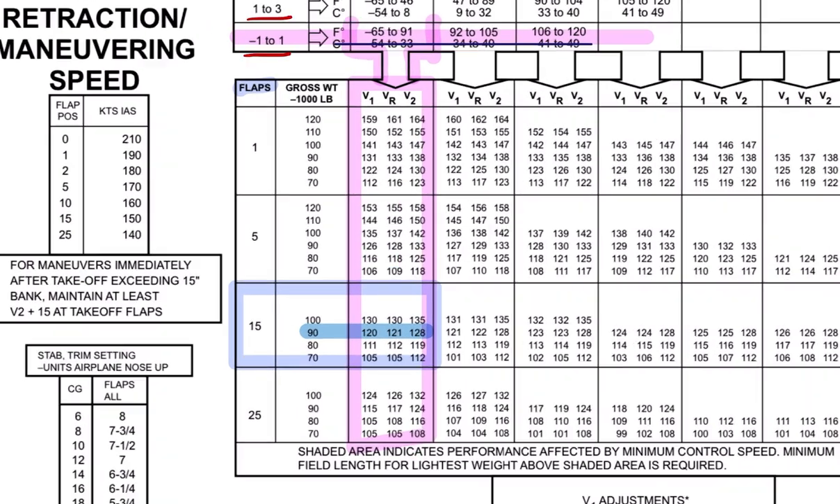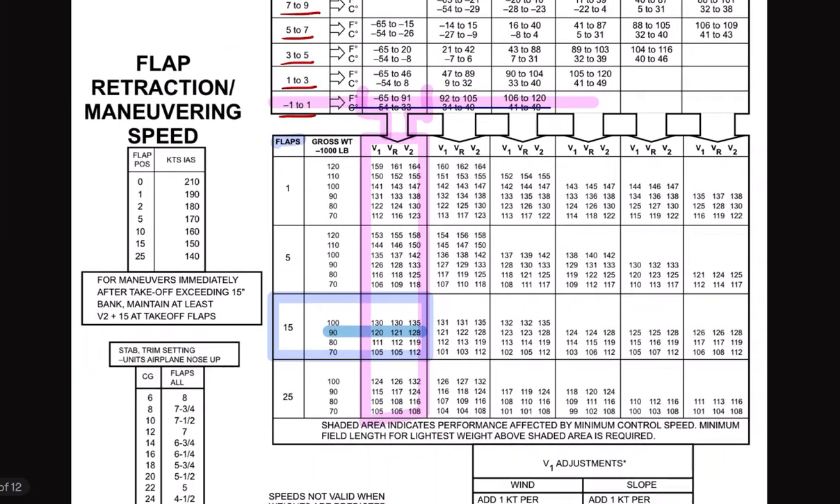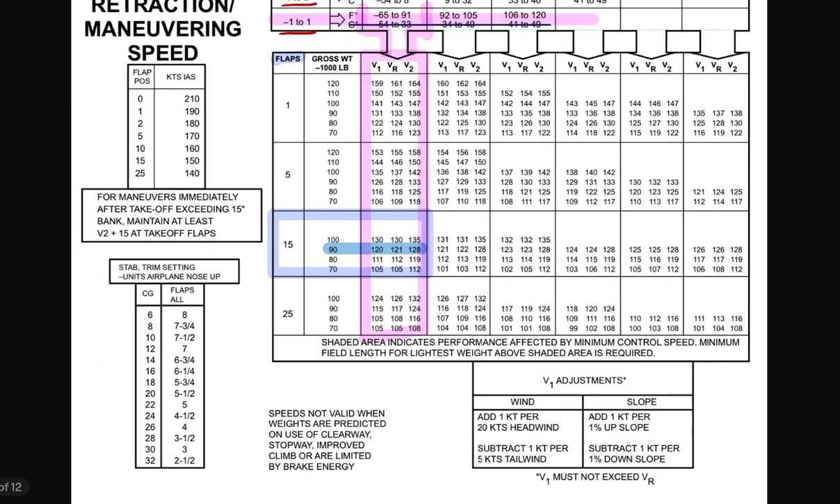If you look at the top, it tells you V1, VR, and V2. So our V1 speed is 120. V1 is 120, and that's right here. And then our VR is 121. And our V2 is 128.